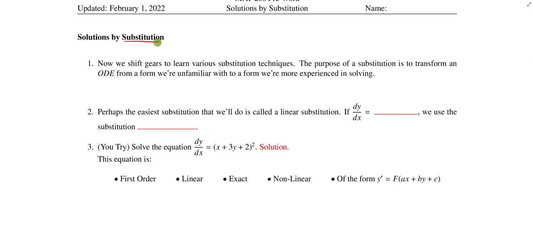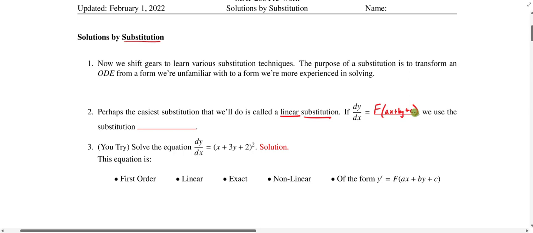So what we're going to do here is look at a smorgasbord of various substitution techniques. And in my opinion, the easiest substitution to do is called the linear substitution. It applies if the right-hand side of an ODE in normal form looks like f of ax plus by plus c. Notice that a could be 0, b could be 0, c could be 0, or they could be any values. The key idea is that we only have a function doing something to a linear expression. If that's the case, we use the substitution u equals ax plus by plus c.